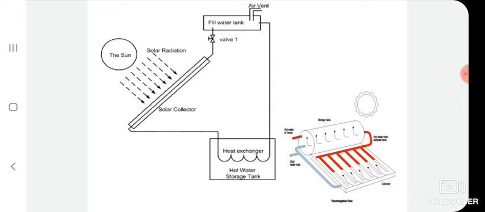An electric pump, powered by your ordinary electricity supply or by solar electric cells, that is photovoltaic cells, which work on the photoelectric effect that we discussed in quantum mechanics, keeps the water moving through the circuit between the collector and the water tank.